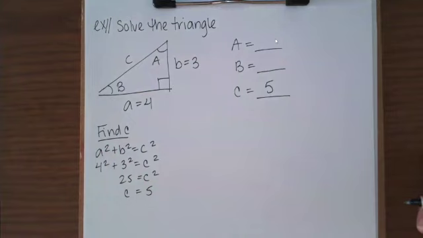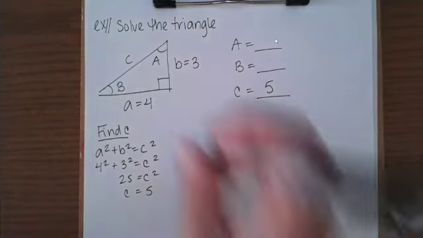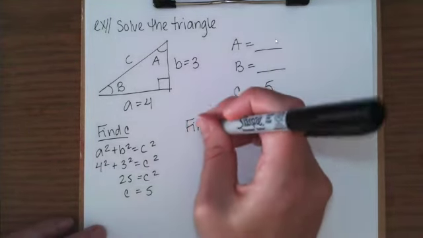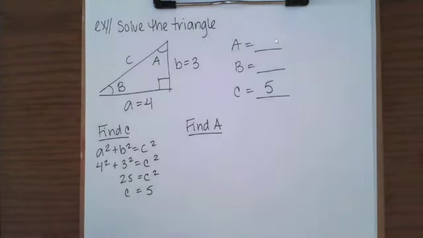So all semester we've been working with this 3, 4, 5 triangle, but we've never talked about what these angle measurements are. So now we're actually going to be able to find those. So let's start by finding one of our angles. So let's find angle A.